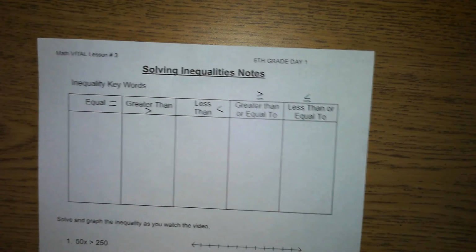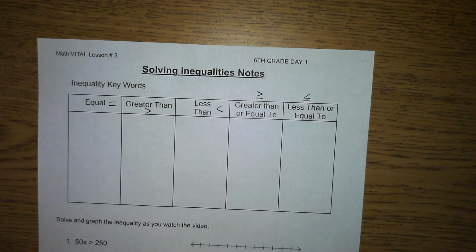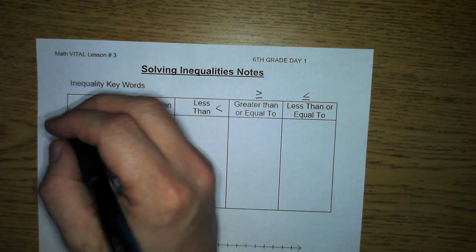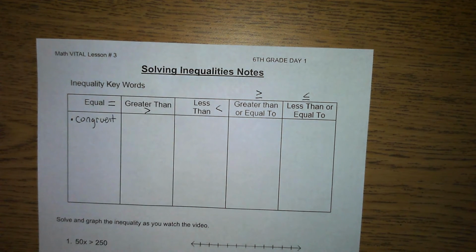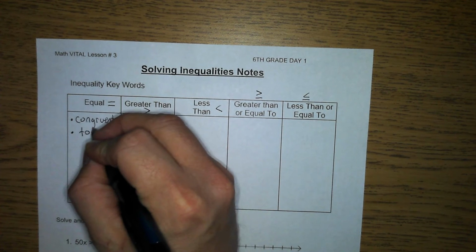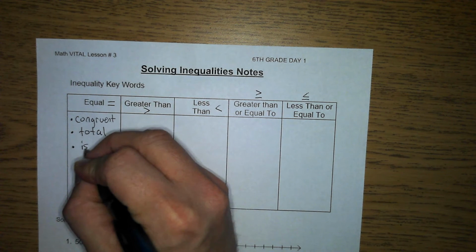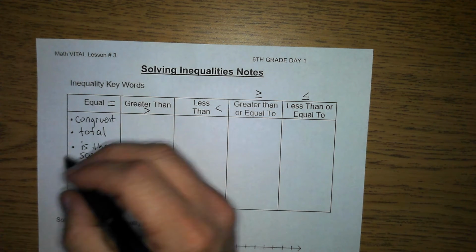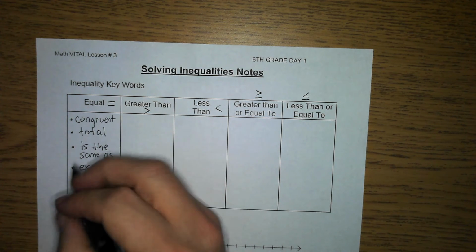So some key words might help you find out whether or not to put an equal sign, a greater than, a less than, or greater than or equal to, or a less than or equal to. Starting with the equal column, go ahead and jot these down on your notes. Congruent, when you see the word congruent, that is referring to an equal sign. Some other words that you might see: total, is the same as, exactly, and the word is.